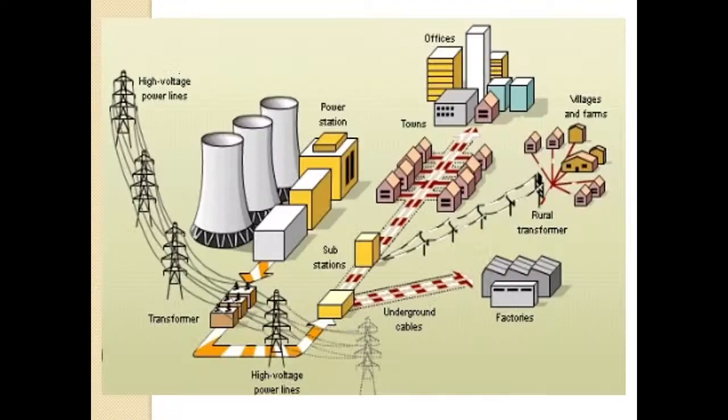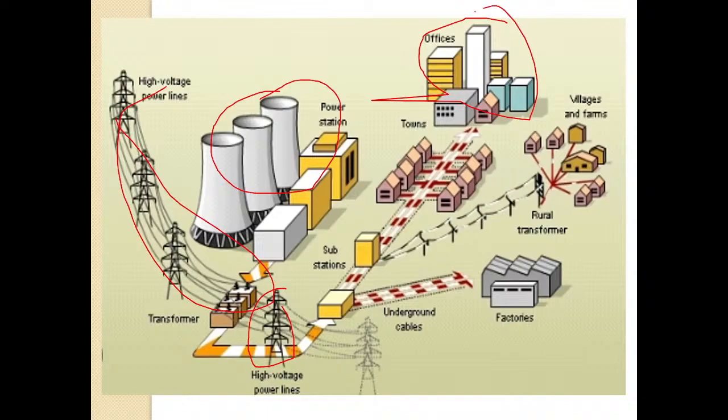Now you can see here there is a power station. One more image I am showing you: a power station. Power is transmitted by the transmission towers. You might have seen this sort of towers beside highway roads. These are transmission towers. From here it is transmitted to the loads, and the loads can be offices, a village, or a factory. So there are different types of loads.